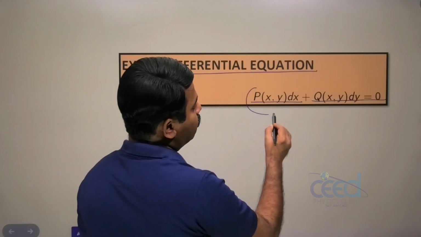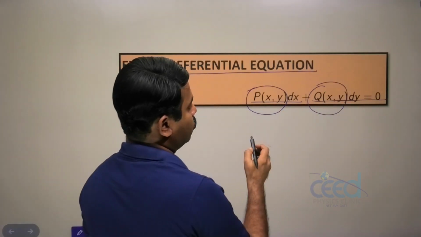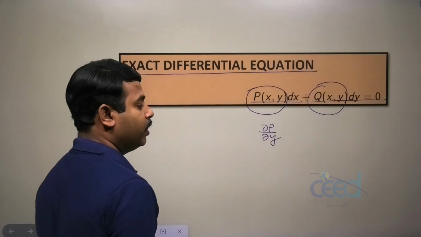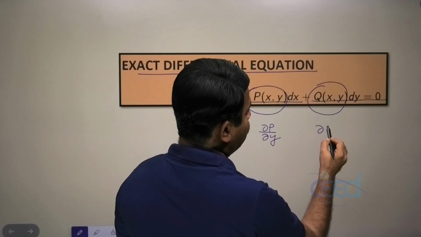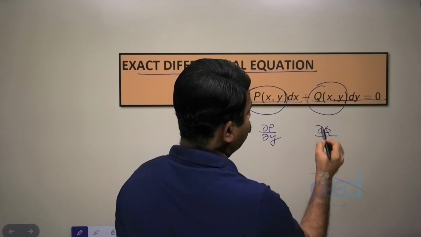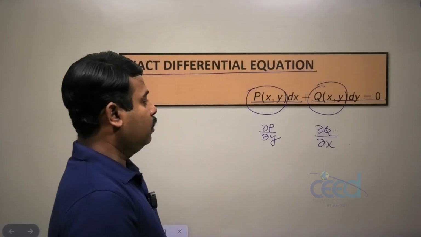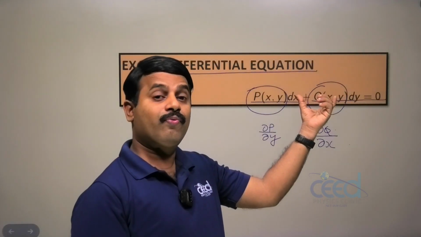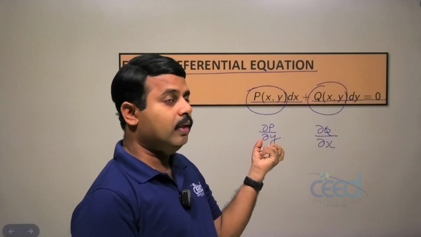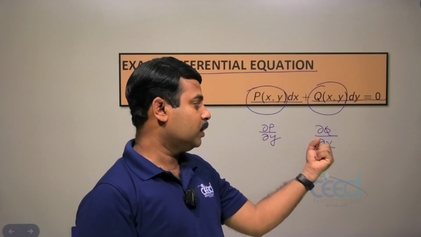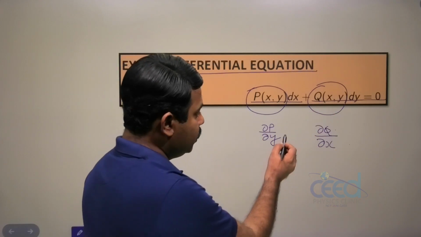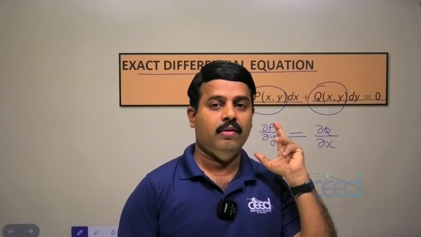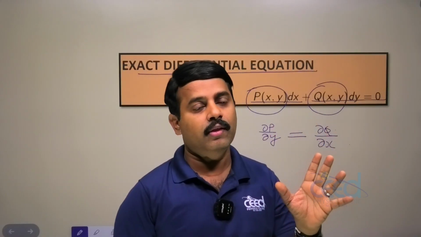Identify the p value and q value from the given equation. Then find the partial derivative of p, dou p by dou y, and the partial derivative of q, dou q by dou x. Here p is a function of x and y, q also is a function of x and y. Then with respect to y you differentiate p, and with respect to x you differentiate q. If both are equal, you can claim this equation is exact. Understood?